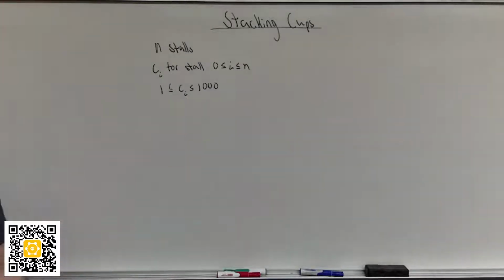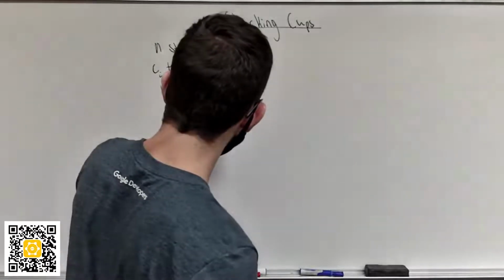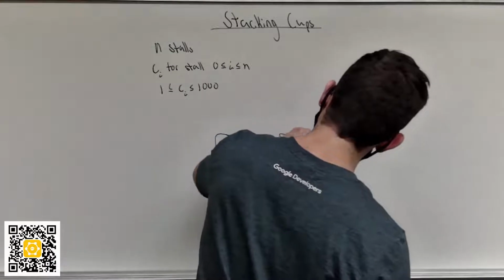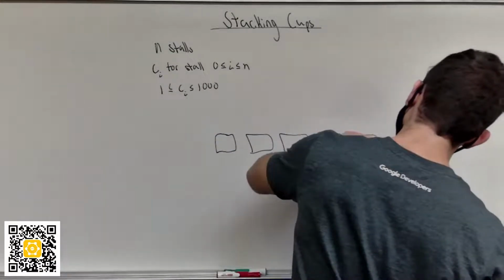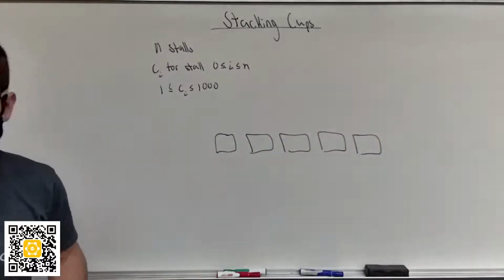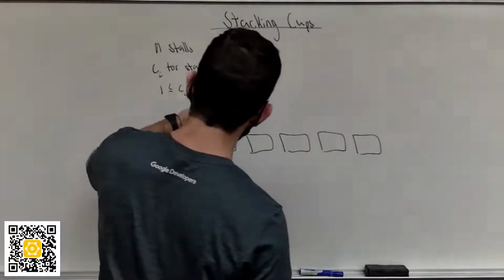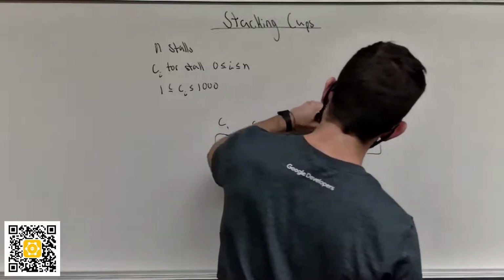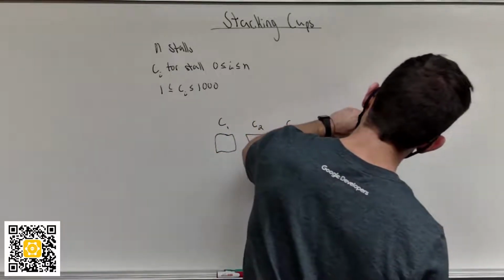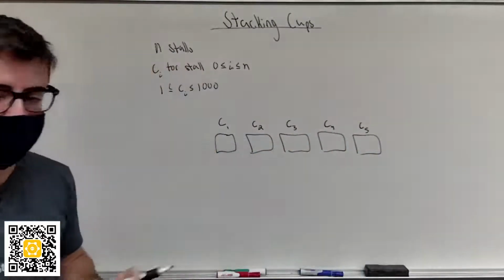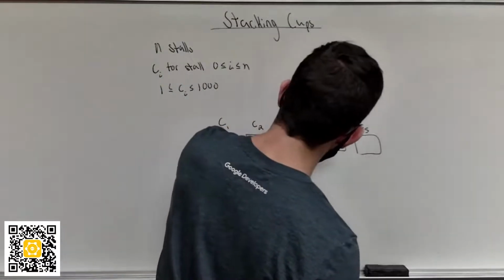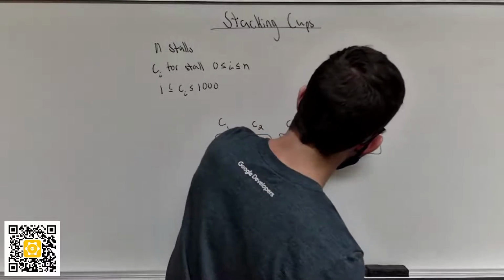So now let's visualize it a little bit. This is nice to see the numbers, but to make it easier for us, say we are given 5 stalls. This is C of 1, this is C of 2, this is C of 3, this is C of 4, this is C of 5. And then each cup has its own number. We can say 1, 7, 4, 2, 9.